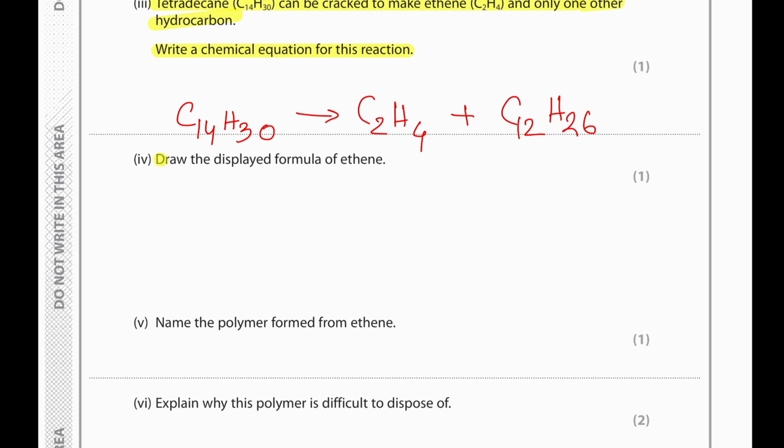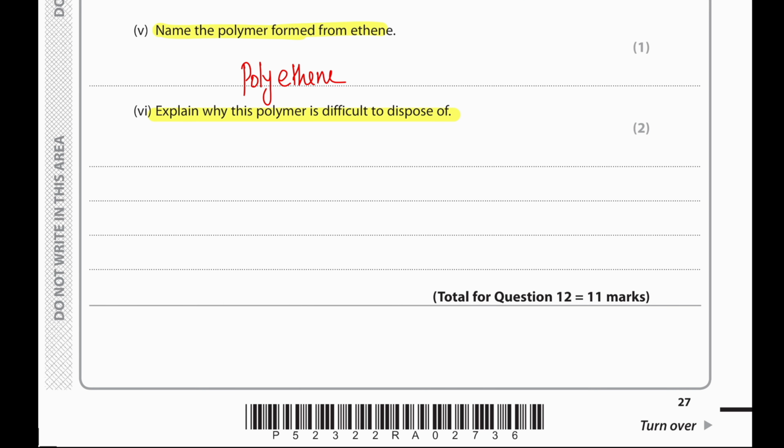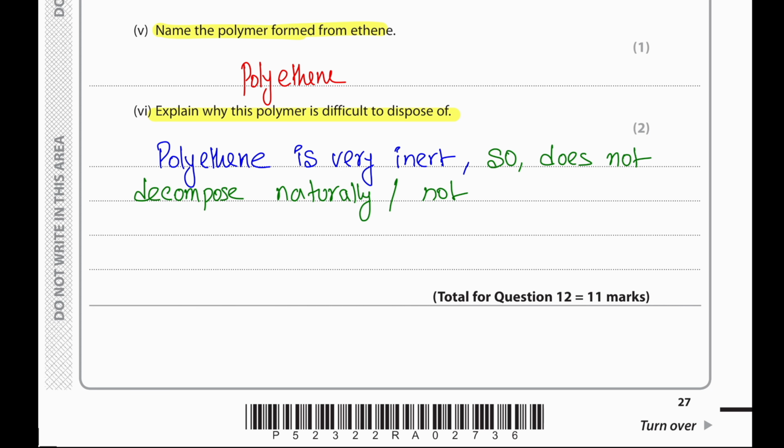Draw the displayed formula of ethene. Ethene is displayed with a carbon-carbon double bond with CH single bonds, 4 of them. Name the polymer formed from ethene. So ethene makes polyethylene. Explain why this polymer is difficult to dispose of. Polyethylene is very inert, meaning it is very unreactive, so does not decompose in the environment.